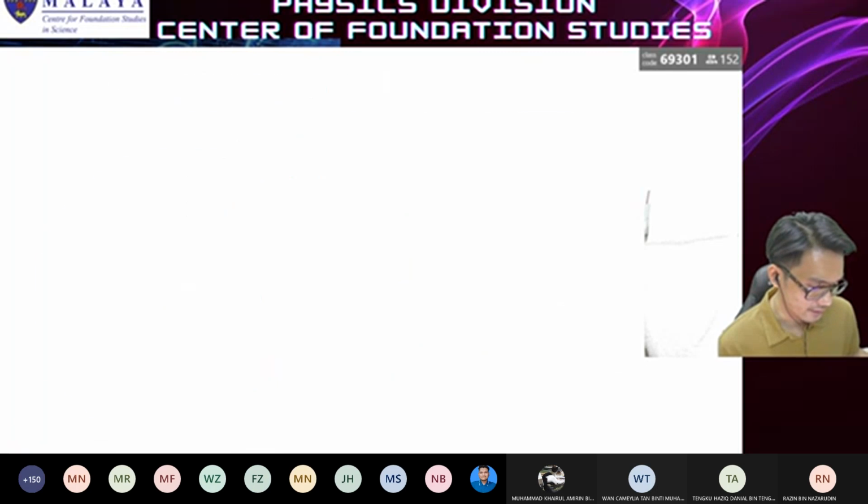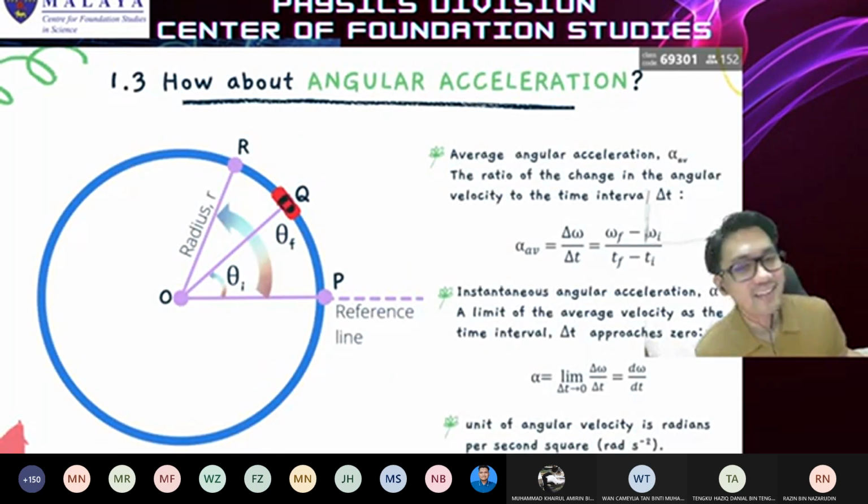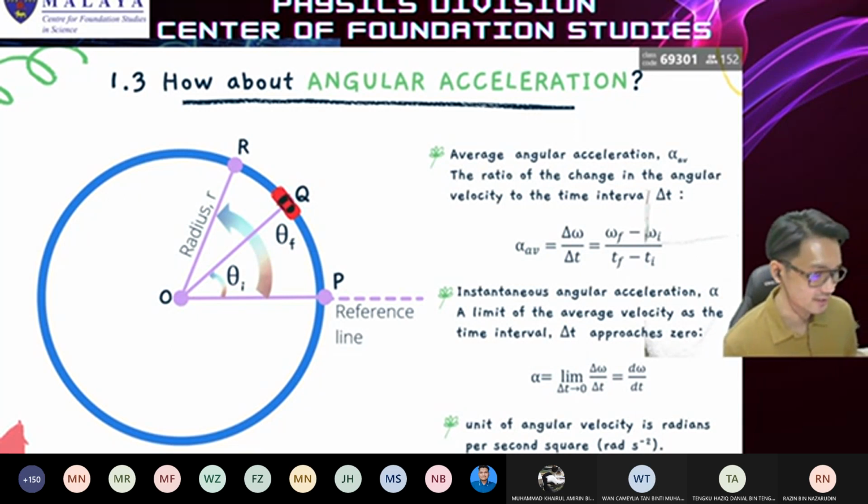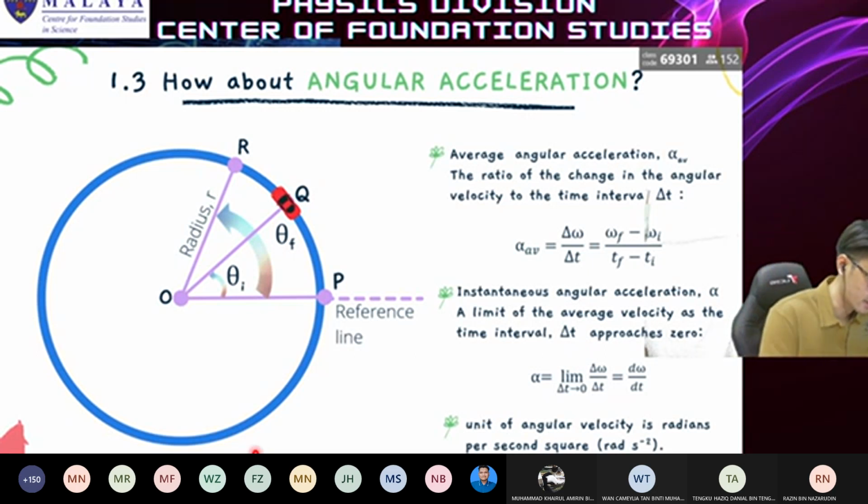Senang. Kita dah buat angular velocity. Okay, angular velocity dah, angular displacement dah. Now kita pergi kepada angular acceleration. Jadi benda yang sama, in linear motion, acceleration is equal to velocity divided by the time. Okay, but for angular acceleration, it's still the same thing. Angular acceleration, the label is alpha. Okay, yang macam ni, this is alpha.